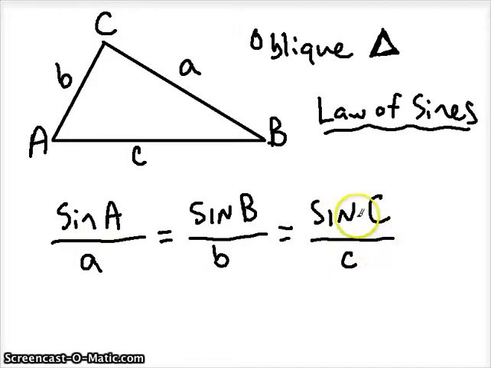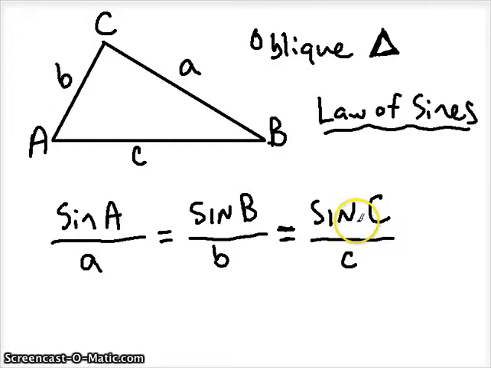And now it's not necessary to set up all three ratios. In fact, you probably don't want to do that. You're going to want to pick two of these ratios, either these first two if you have enough information there, or the last two if you have enough information there, or the first and last one. You don't need all three ratios. You only need two ratios. You only need one proportion.